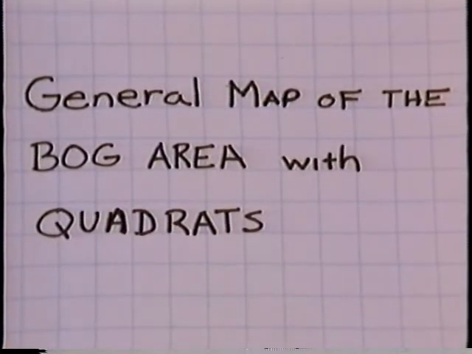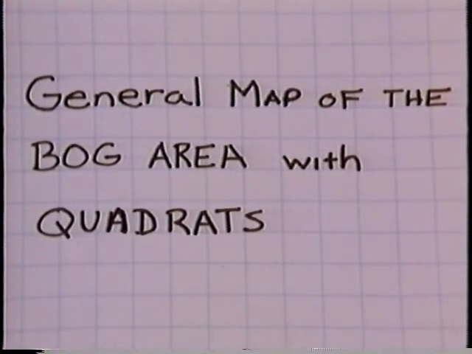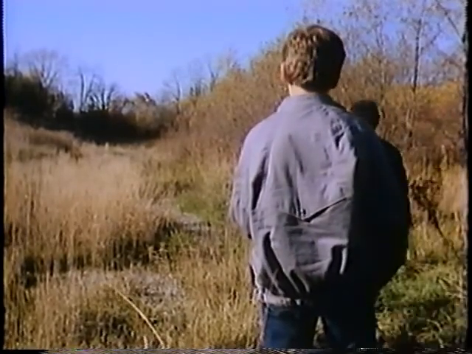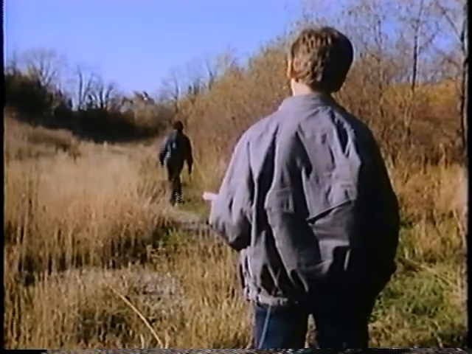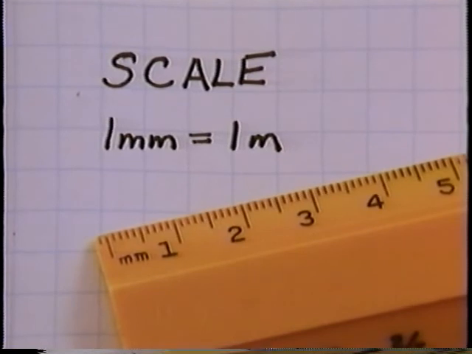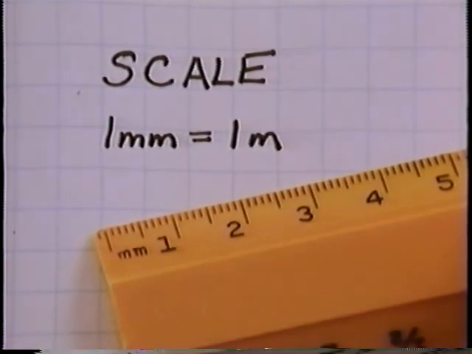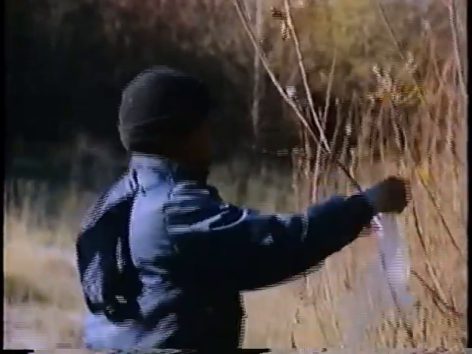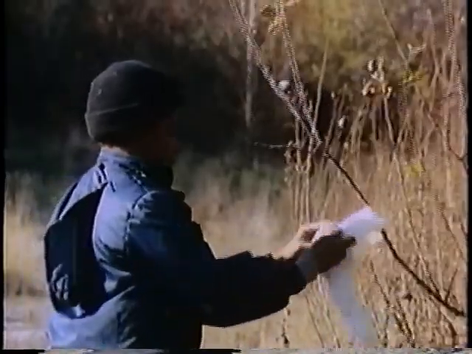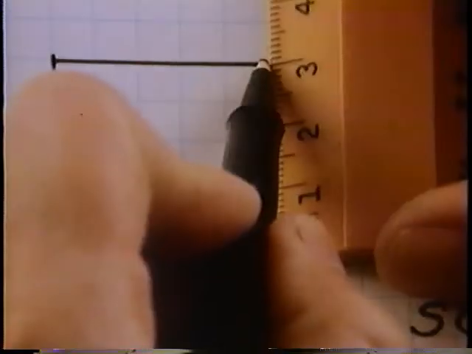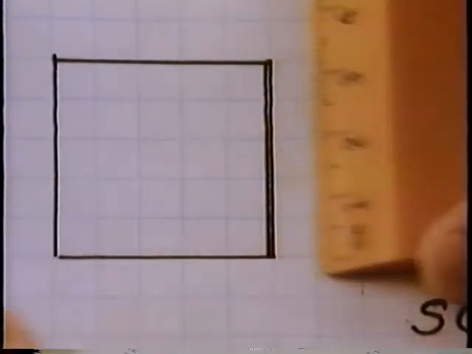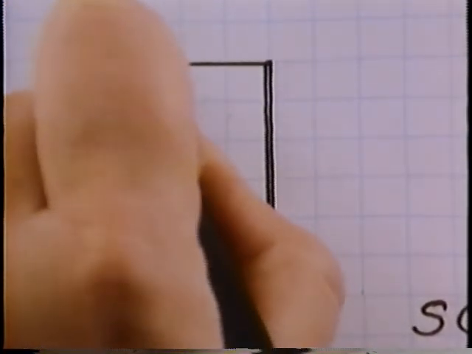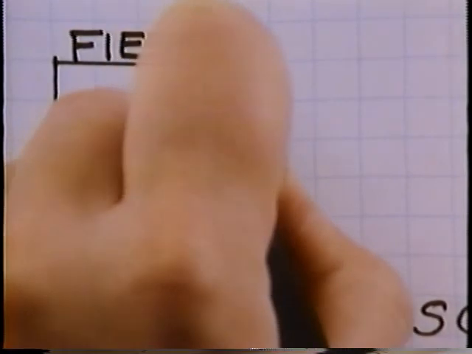The quadrat method uses plots of a standard size, randomly located within the study area. Nathan paces off quadrats 30 meters by 30 meters. Remember, each of his paces was measured at 1 meter. The scale for our map is 1 millimeter is equal to 1 meter. He ties a marker at the corners of the quadrat to mark the boundaries. David records all the data. Our map will show the general area of the quadrats in relation to our transect line.